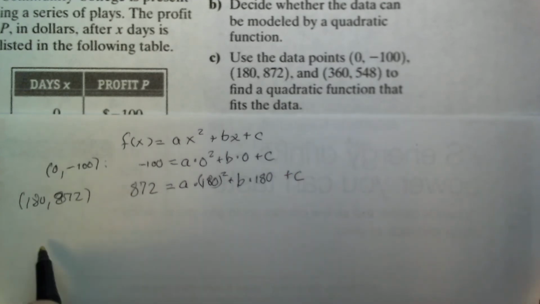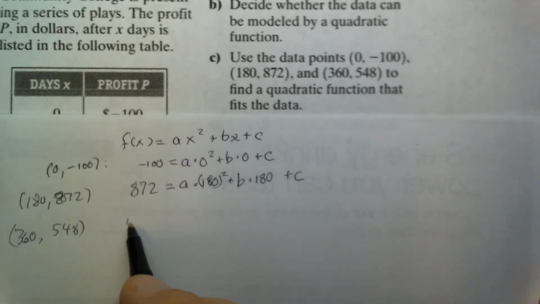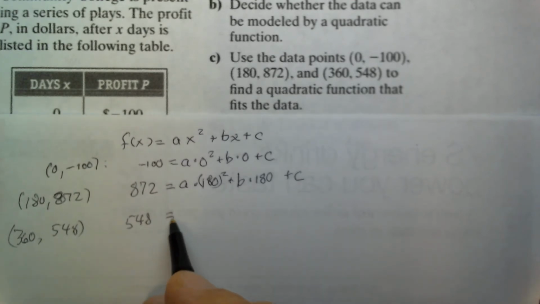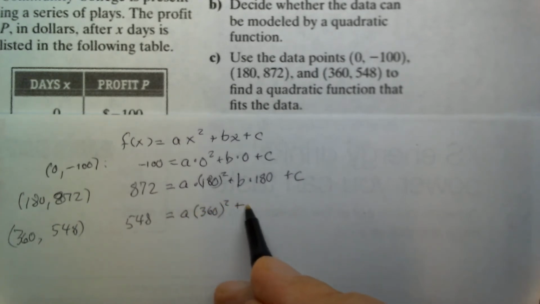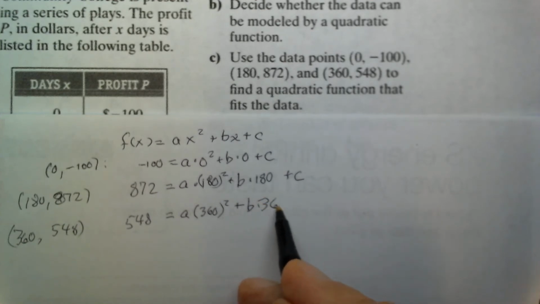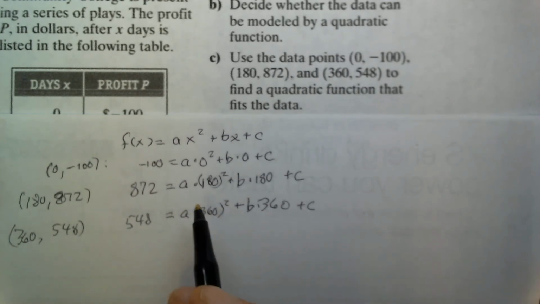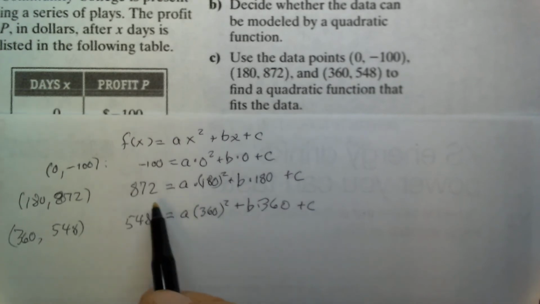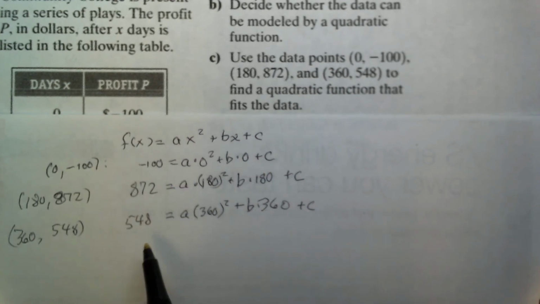And for the third data point, 360, 548, we have 548 equals a times 360 squared plus b times 360 plus c. So here we have our three equations and three variables, a, b, and c. And so let's do some simplification. First of all, from the first equation, we find that c equals -100.